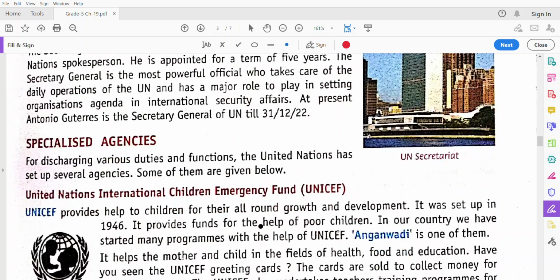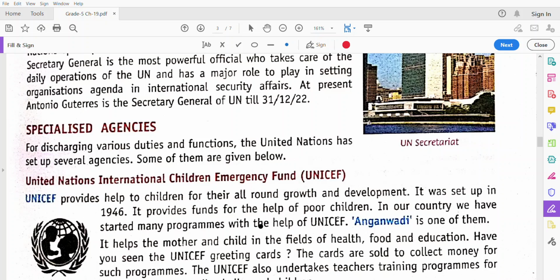Now the specialized agencies. The first agency is UNICEF, which works for the development and betterment of the children of the world. It was set up in 1946, and it provides funds to help the children. And in our country, you have heard about Anganwadi schools. These are set up by the United Nations, UNICEF, and it helps the mother and the child in the fields of health, food, and education.